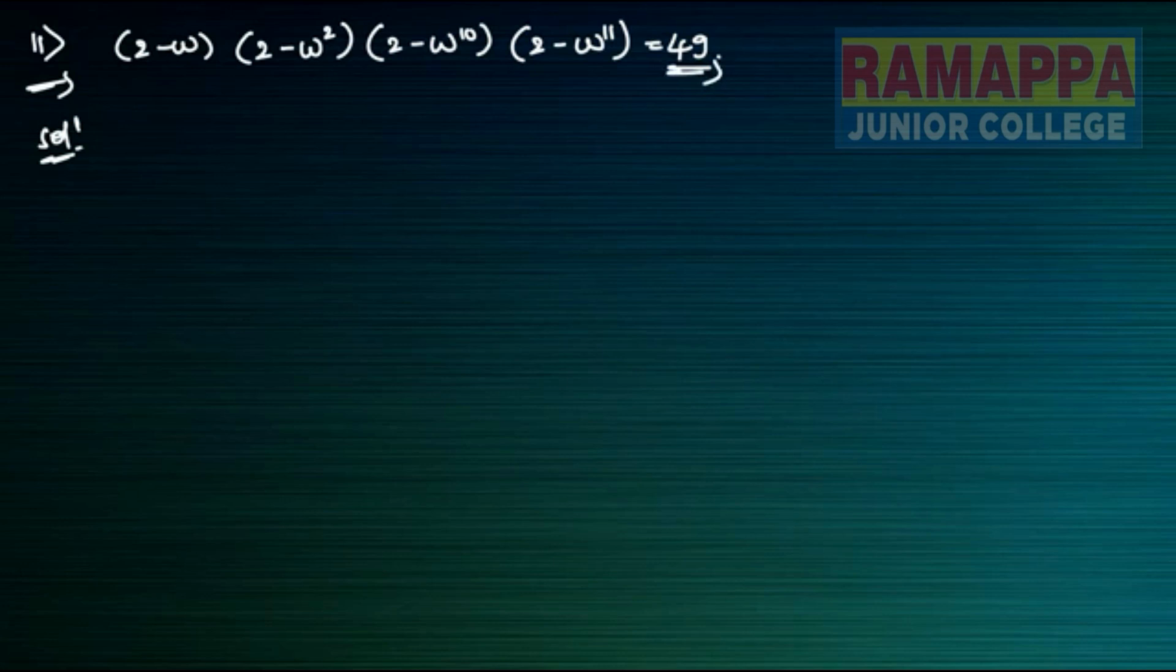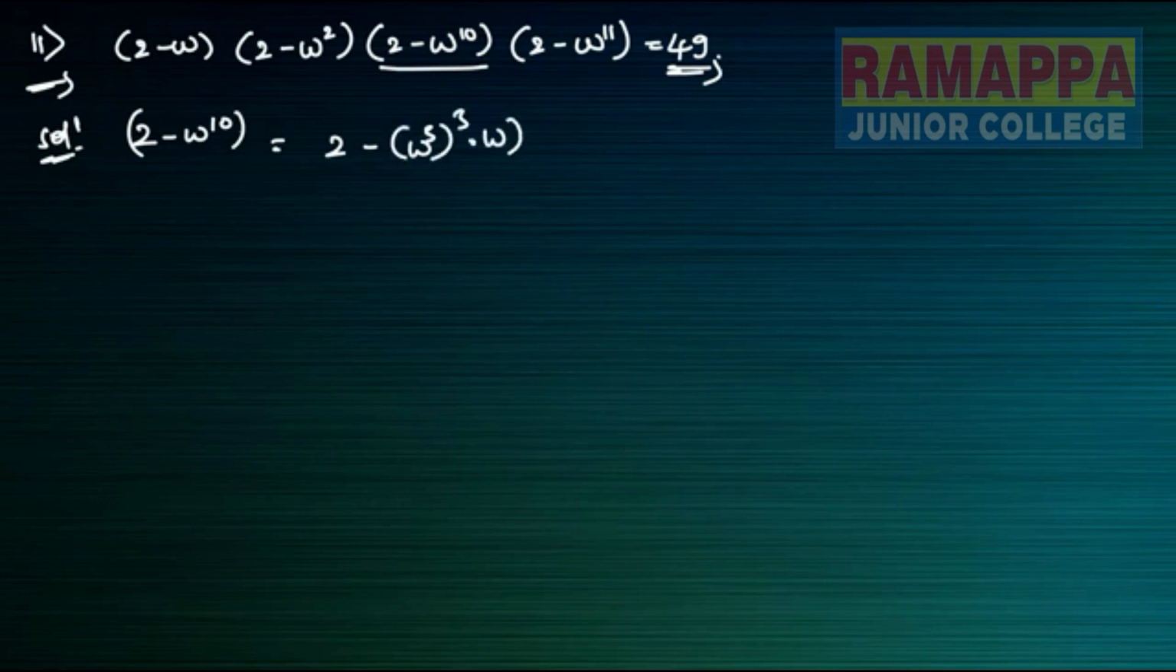Now here is the solution, I will take this one first. Here 2 minus omega power of 10 is equal to 2 minus omega power of 3 whole power of 3 into omega, I will write here. So 2 minus omega power of 3 is equal to 1. 1 plus omega square is equal to 0, so omega cube is equal to 1 also here. So in this place I will substitute 1, it will become minus 1 whole power of 3 into omega. So it will become 2 minus omega here.